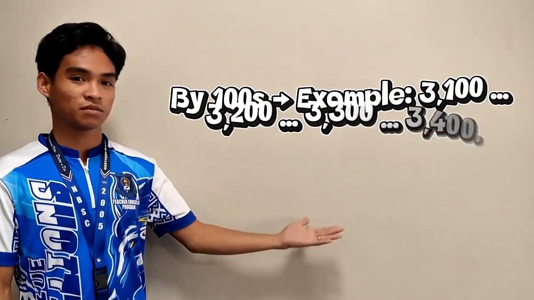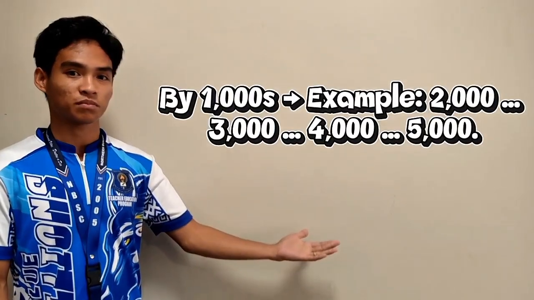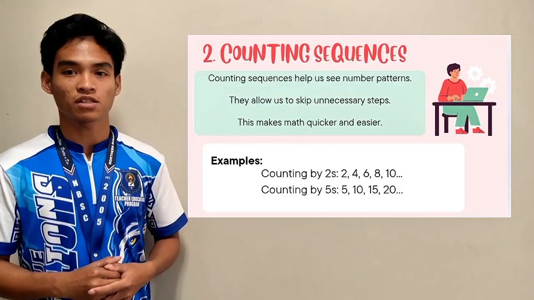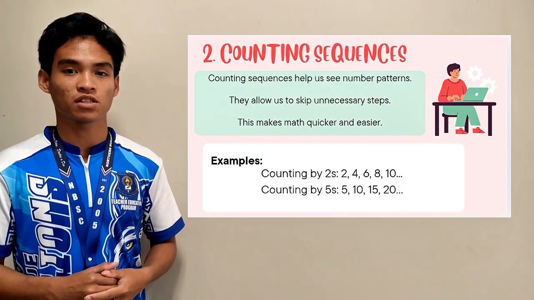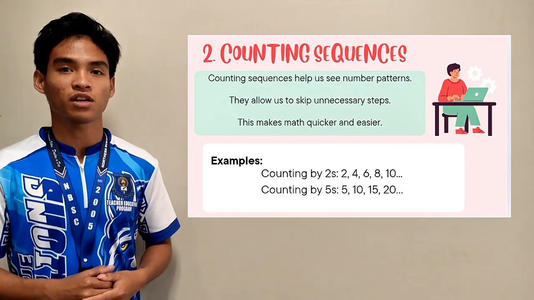By hundreds. This is useful when counting bigger groups, like hundreds of books in the library. By thousands. We use this when dealing with very large numbers such as population or money in the thousands. Counting sequence helps us see number patterns and skip unnecessary steps, making math quicker and easier.